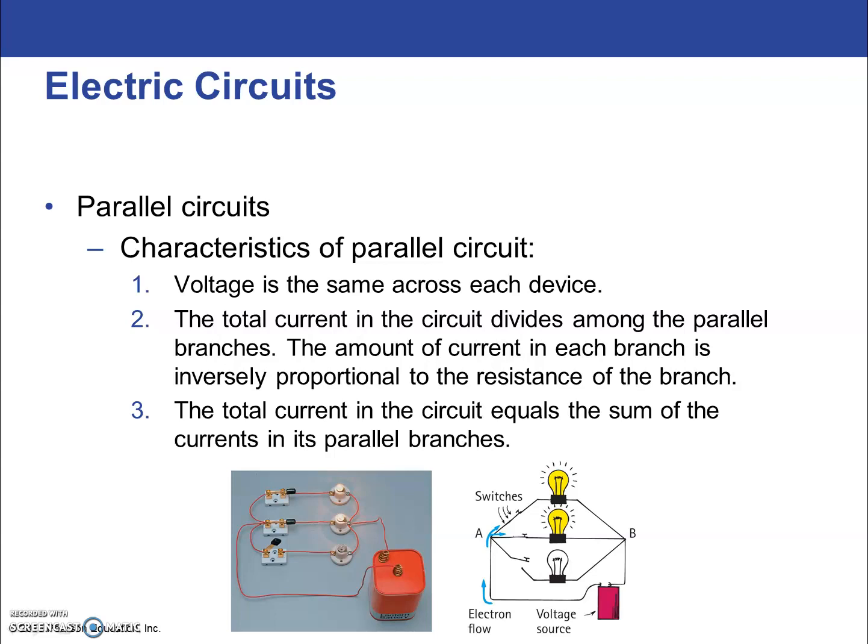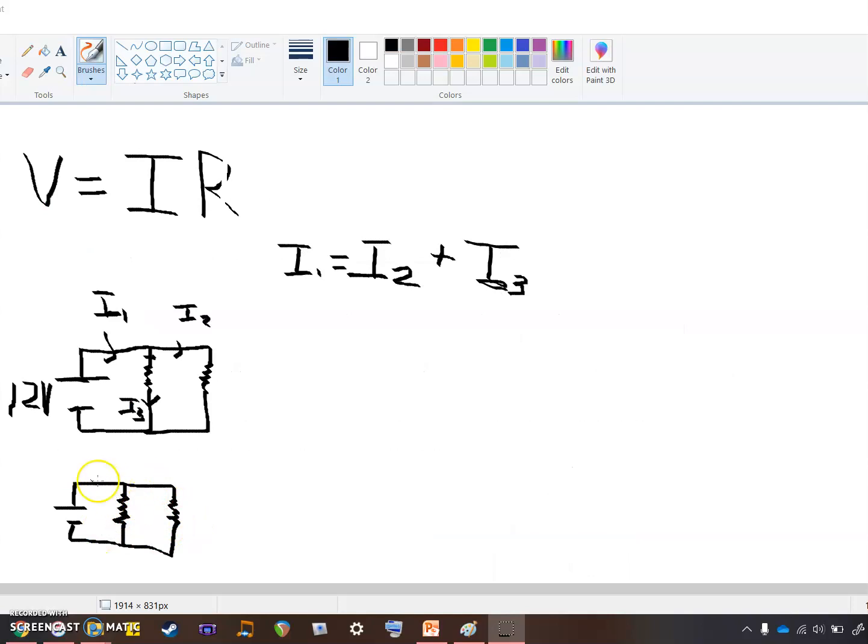So how's parallel different? Let's look at that, and we'll probably do less math for this. First thing, when you have a circuit in parallel, you get the same voltage drop across each branch as opposed to them dividing the voltage. So if we look back at our board, here we can see our parallel circuit.